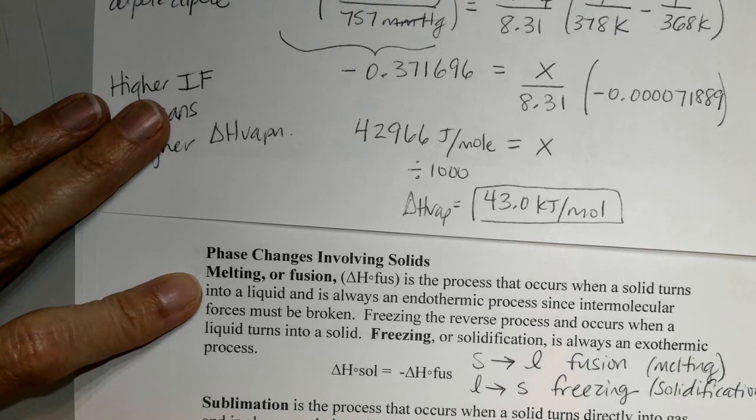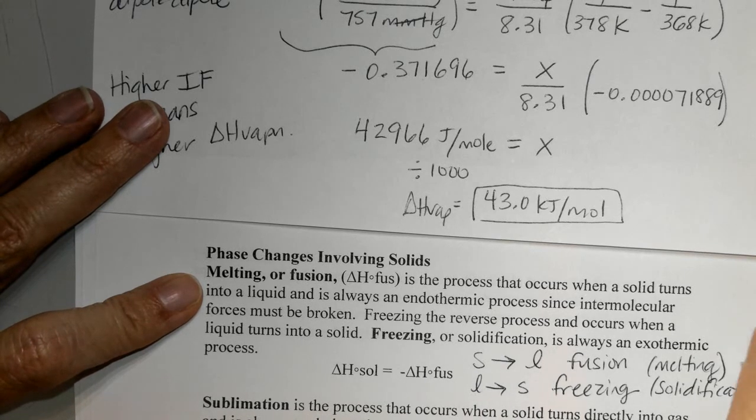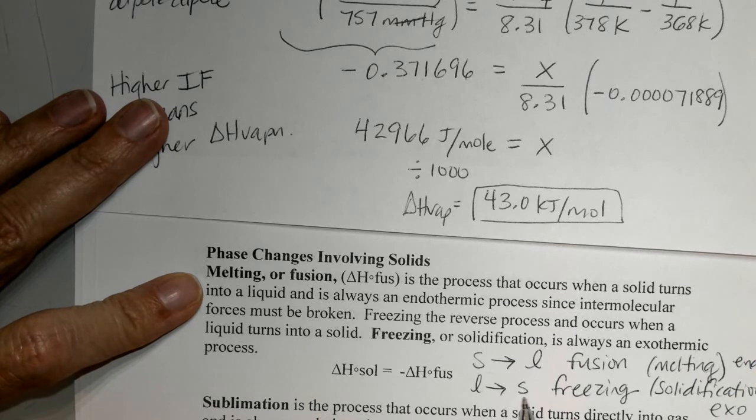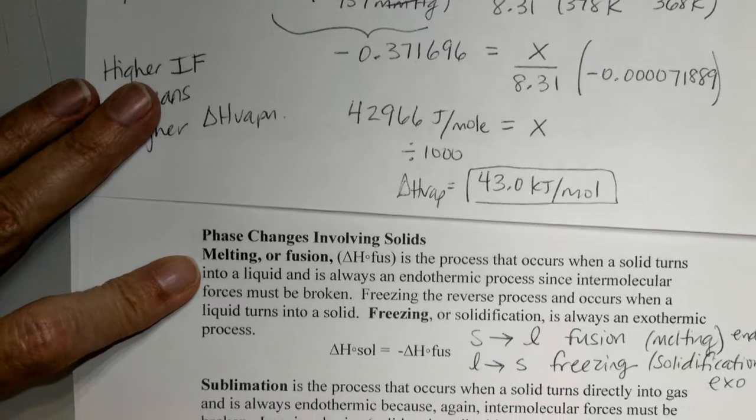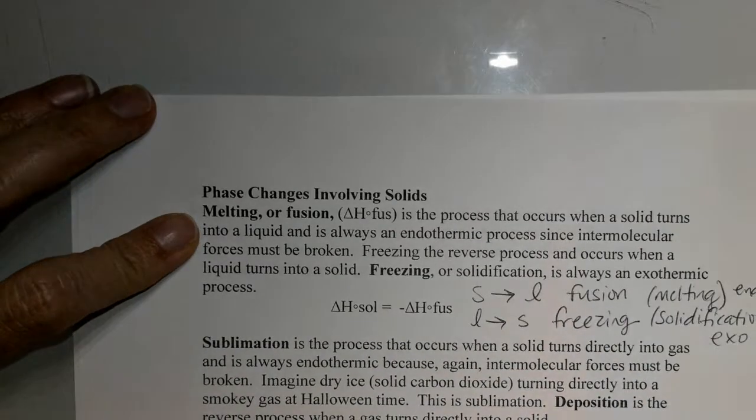So those are opposites. And again, going from a solid to a liquid, you're going to have to break up intermolecular forces. This is going to be endothermic. Taking a liquid to a solid, you're going to form intermolecular forces, so exothermic. So anytime you break up intermolecular forces, always an endothermic process. When you form intermolecular forces, it's going to be exothermic. All right, so that's that phase change.